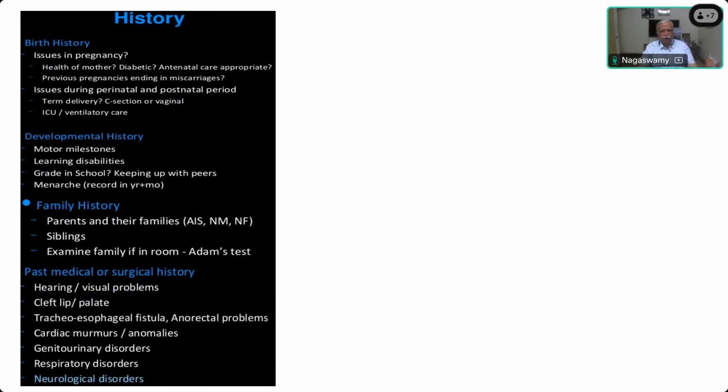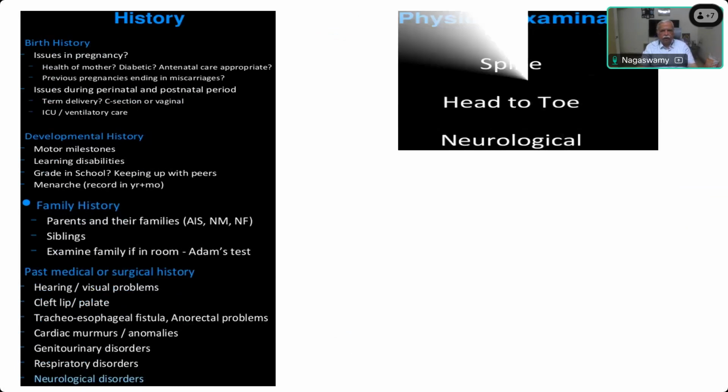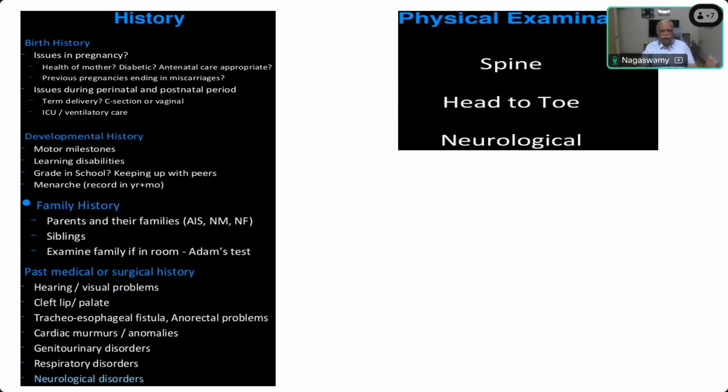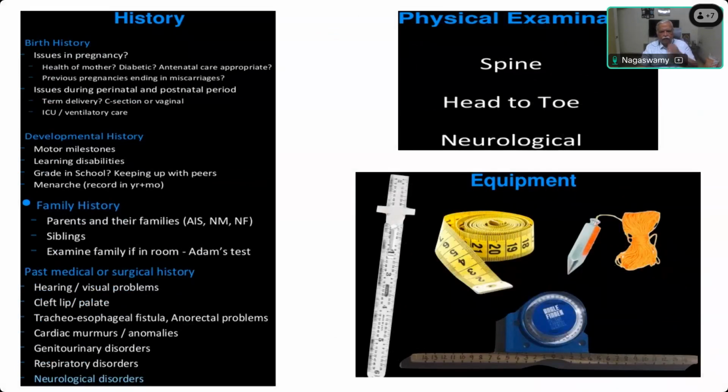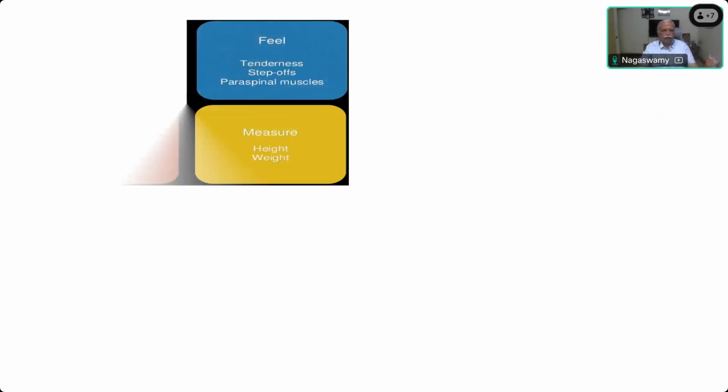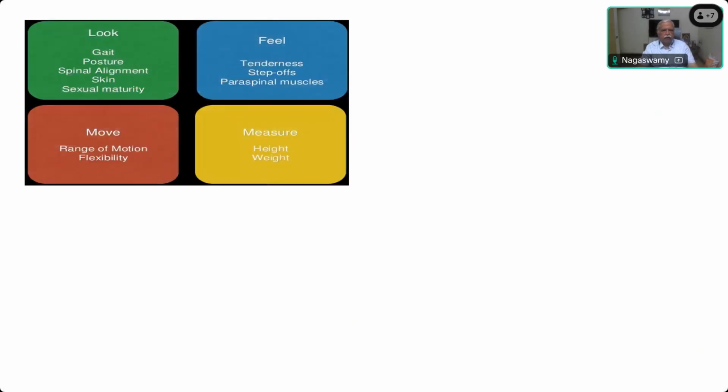All these things also can be associated with this. And physical examination, you must examine the spine, then you must do a head-to-toe examination and neurological examination. And these are some of the common equipments used for that, to measure the length, to measure the straightness, goniometer, all these things. And this is a simple method of remembering.